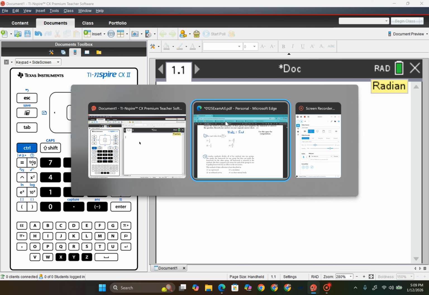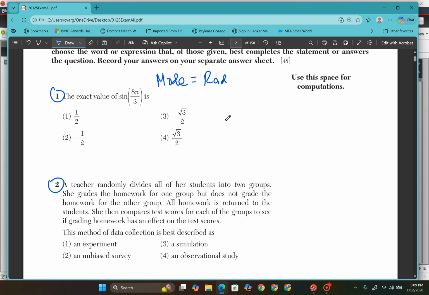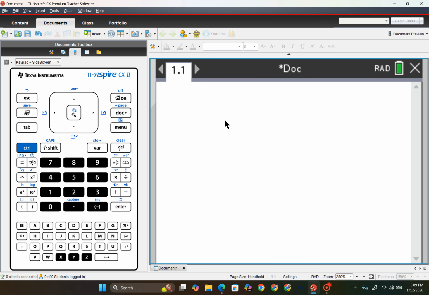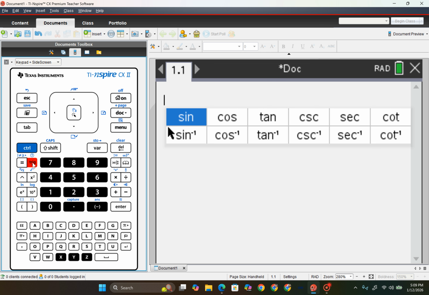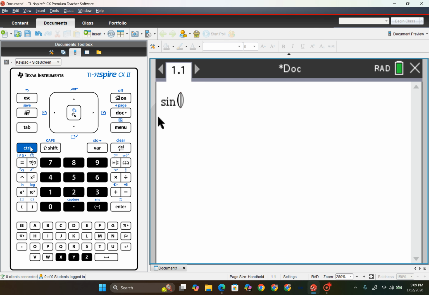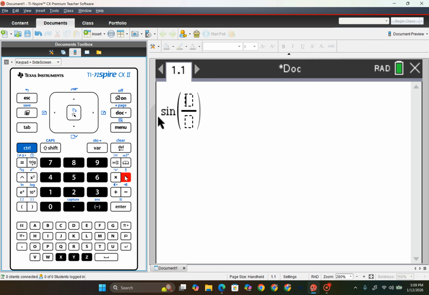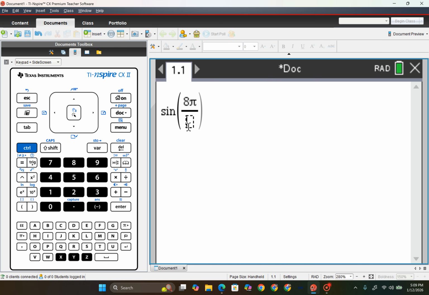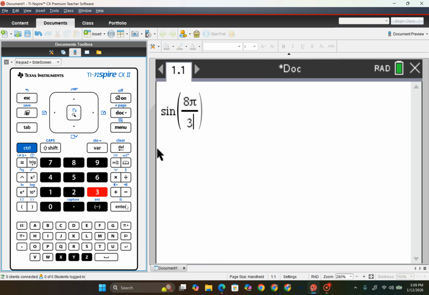Then all you're going to do next is plug in what it tells you, sine of 8 pi over 3. So where is sine? Sine is right here. You hit trig and then you get to sine. And then let's do our fraction bar. Cool, 8 pi. So 8, and then where is pi? Pi is over here at the bottom. 8 pi over 3. I hit enter. And then now all I have to do is match and see which one is the same thing as that. So I just plug each of them in.